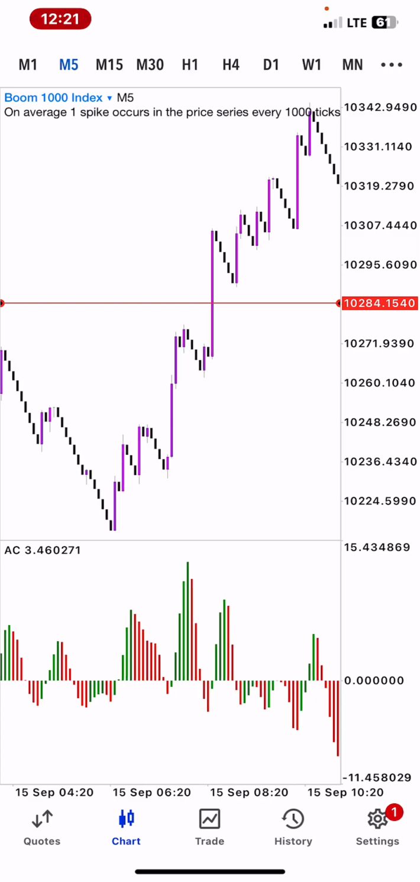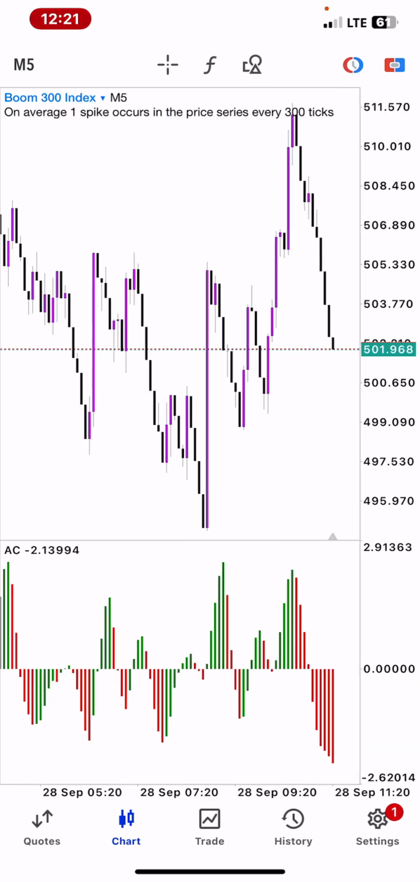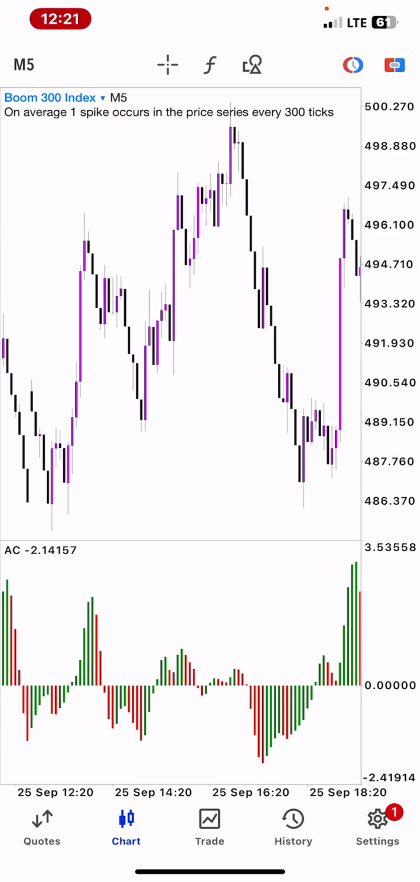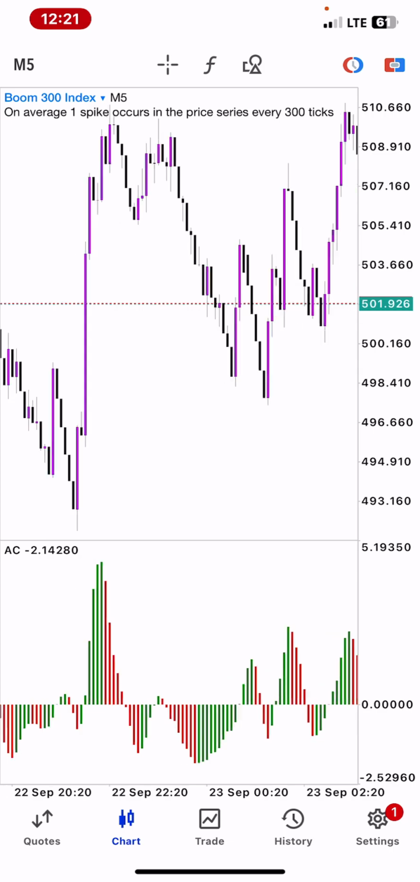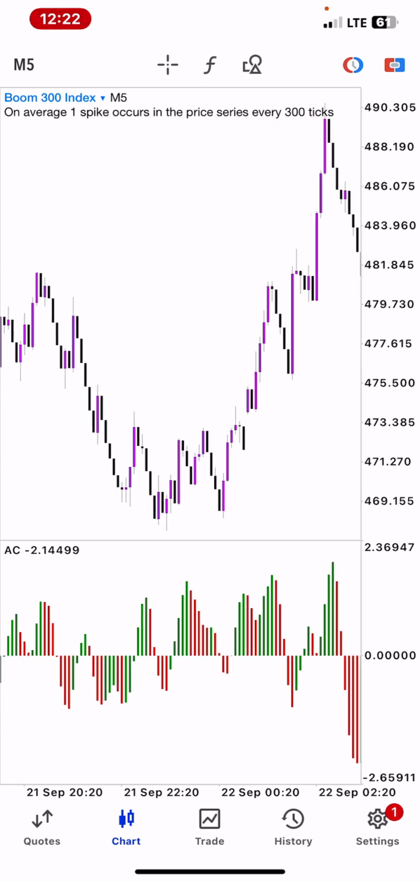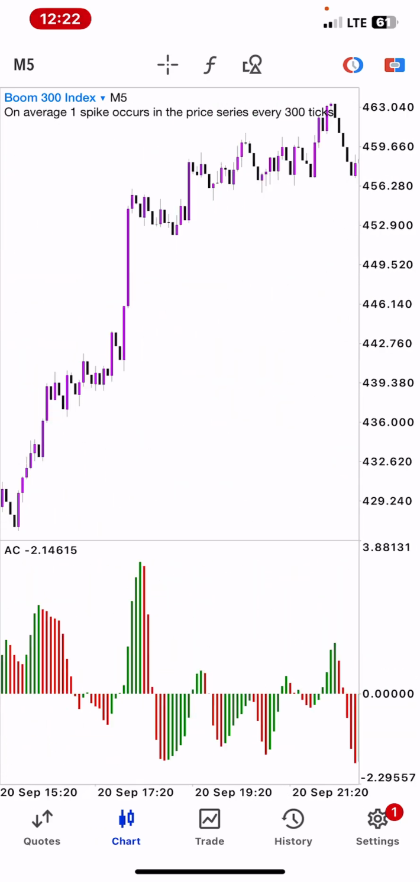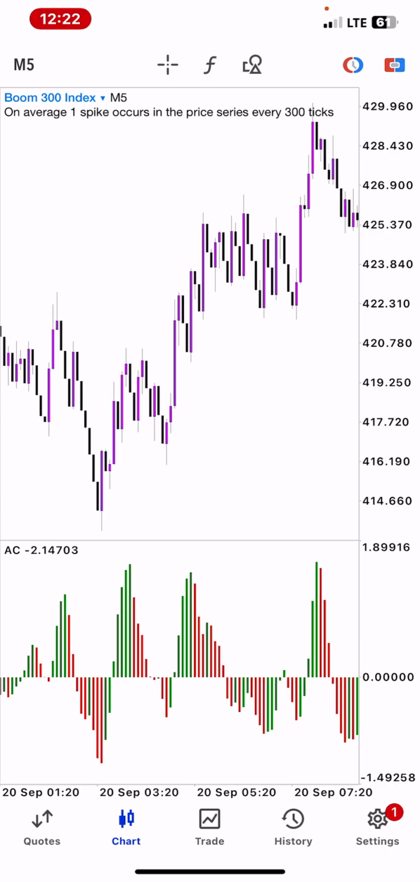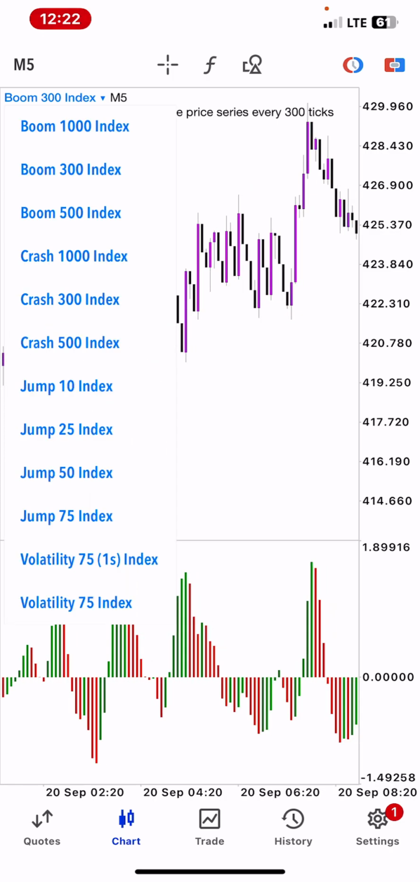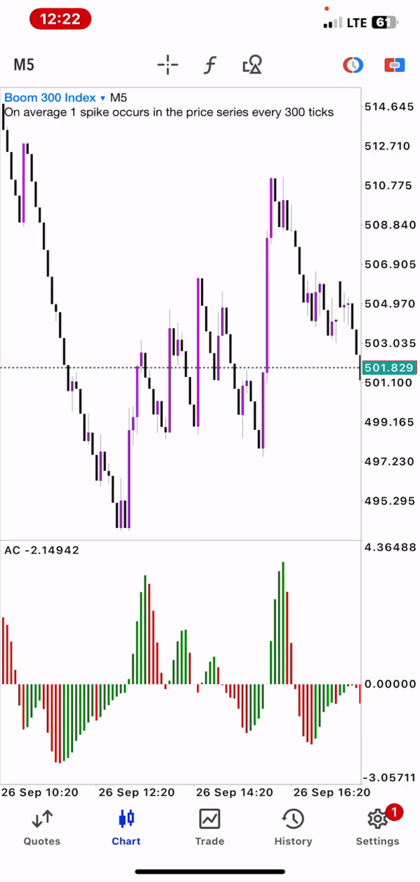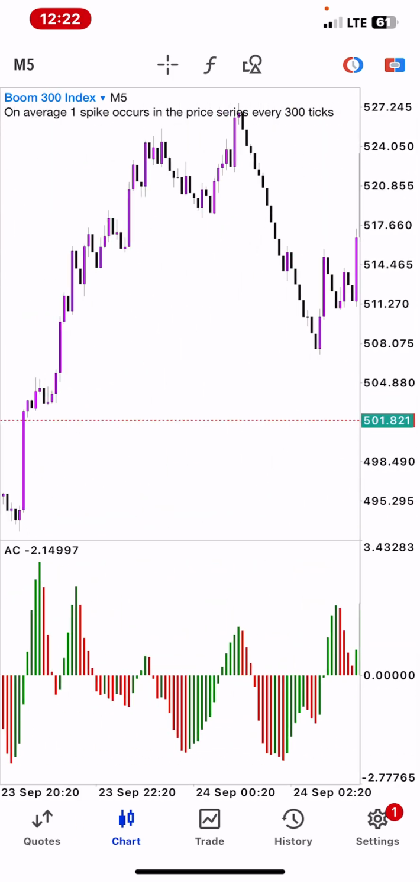So I'll be checking Boom 300. Boom 300 is the same thing. It's the same thing with Boom 1000. So if you check carefully, you will see that this strategy applies to Boom 300 as well, not just Boom 1000. It applies to all Boom, right?